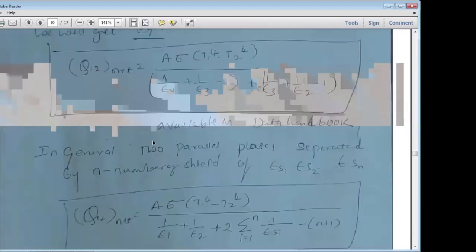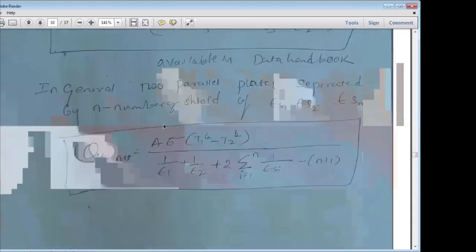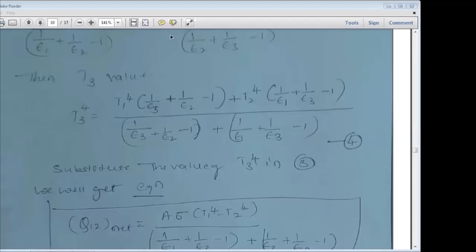Okay, Sakib? Yes, sir. Go through the radiation shield, and in the next classes we'll solve the numericals. Do you have any doubt? You can ask now.